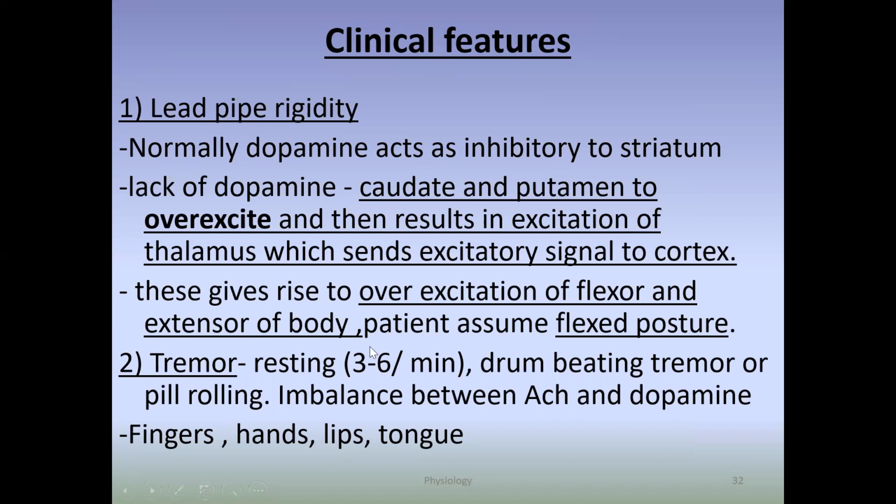dopamine. And that tremor may be present at the fingers, like for example, the thumb literally rolls over the index finger. That is called pill rolling. The tremor may be at the hands, lips, and tongue. There are two types of tremor. In general, resting tremor is present in Parkinsonism.